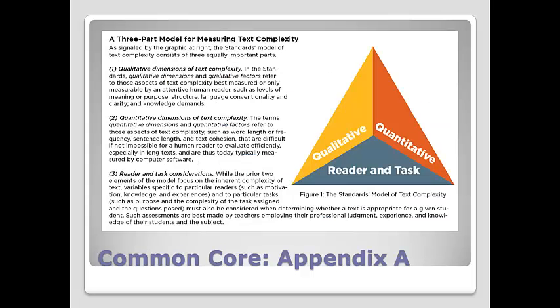Another text complexity measure that you should consider is the Common Core approach to measuring text complexity. This can be found in Appendix A, on page 4. Basically, there are 3 parts that you need to consider when considering readability under the Common Core. The 3 parts are qualitative dimensions of text complexity, quantitative dimensions of text complexity, and then reader and task considerations.